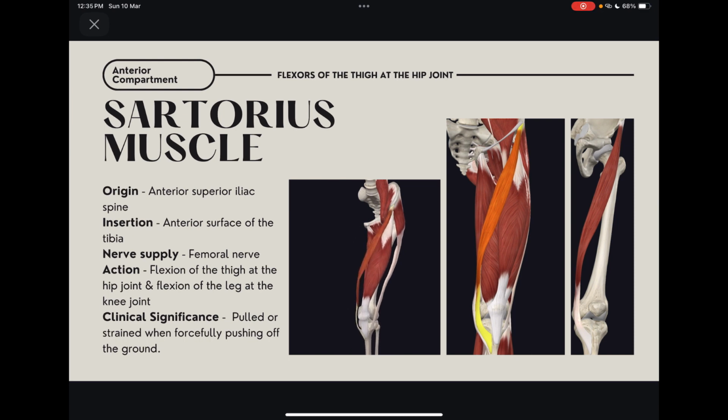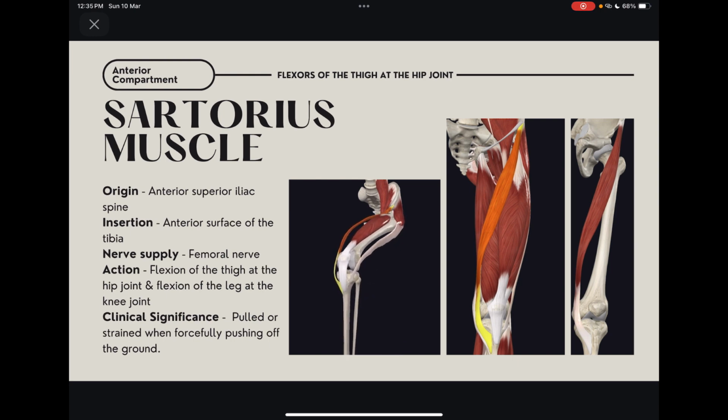Some of the muscles that help in the flexion are the pes anserinus muscles. So while the sartorius is situated in the anterior compartment and will flex the hip joint, it's also going to help in flexion of the knee joint, even though it's an anterior compartment muscle. So again, coming from the anterior superior iliac spine into the tibia, specifically onto the anterior surface of the tibia, supplied by the femoral nerve, and it will flex both the hip joint and the knee joint.